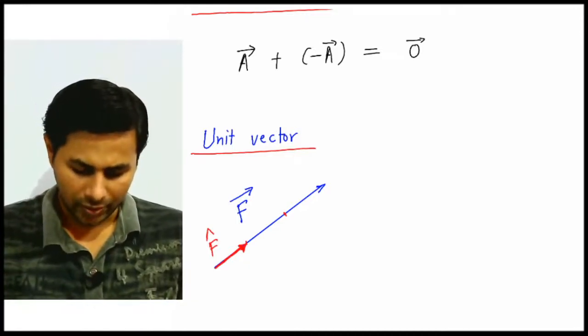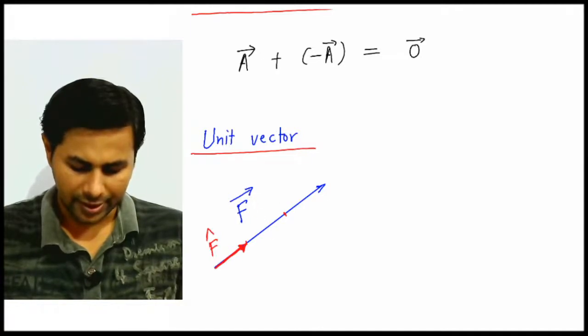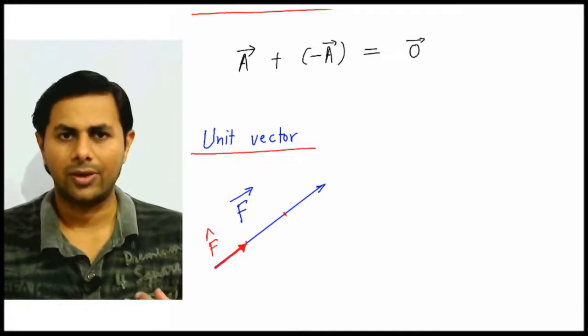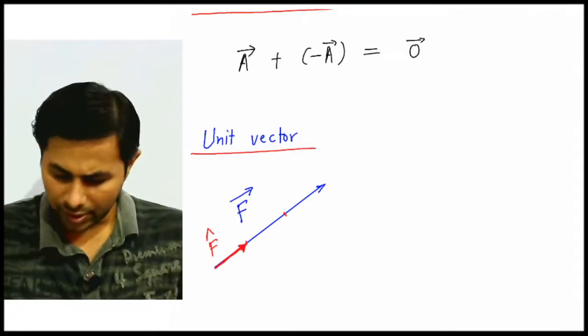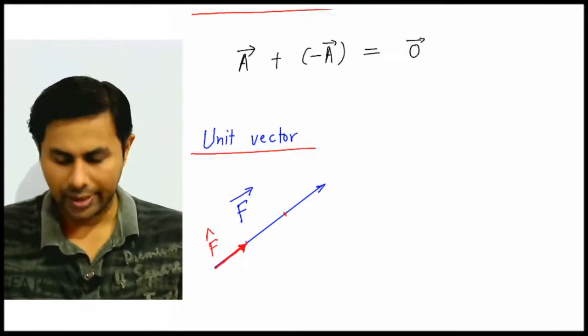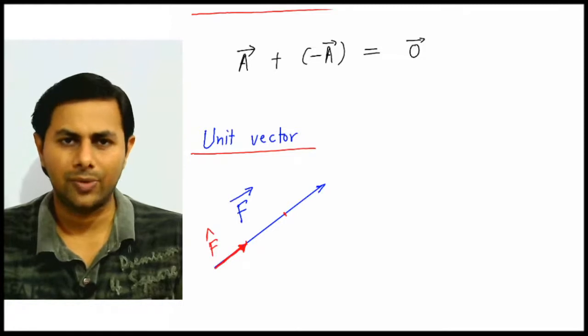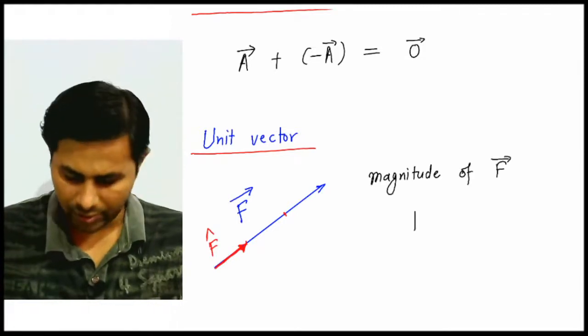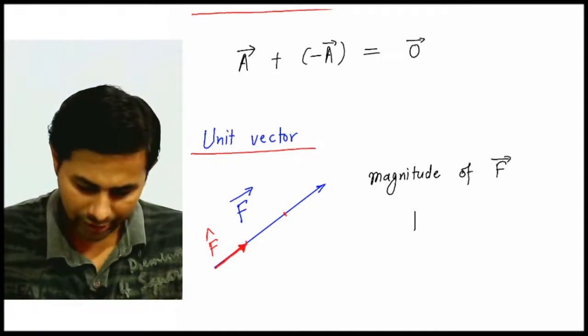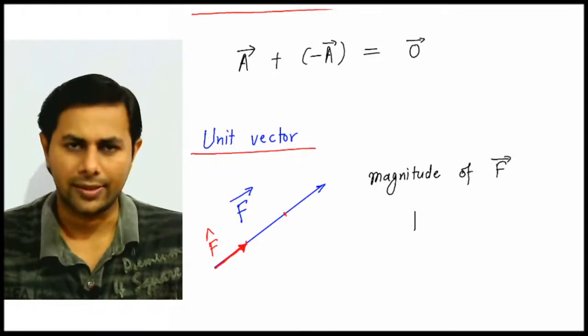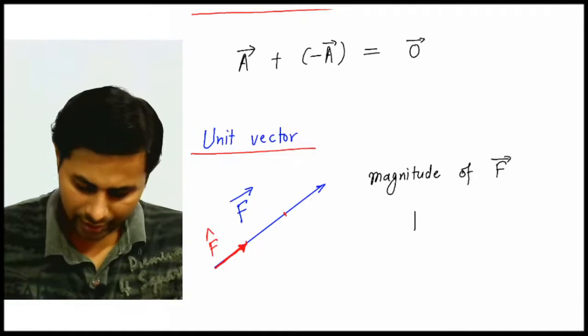Now I can represent this F bar in terms of this F cap or this unit vector. So now if I want to represent the magnitude of F bar, to represent magnitude of a vector, we use a modulus sign.